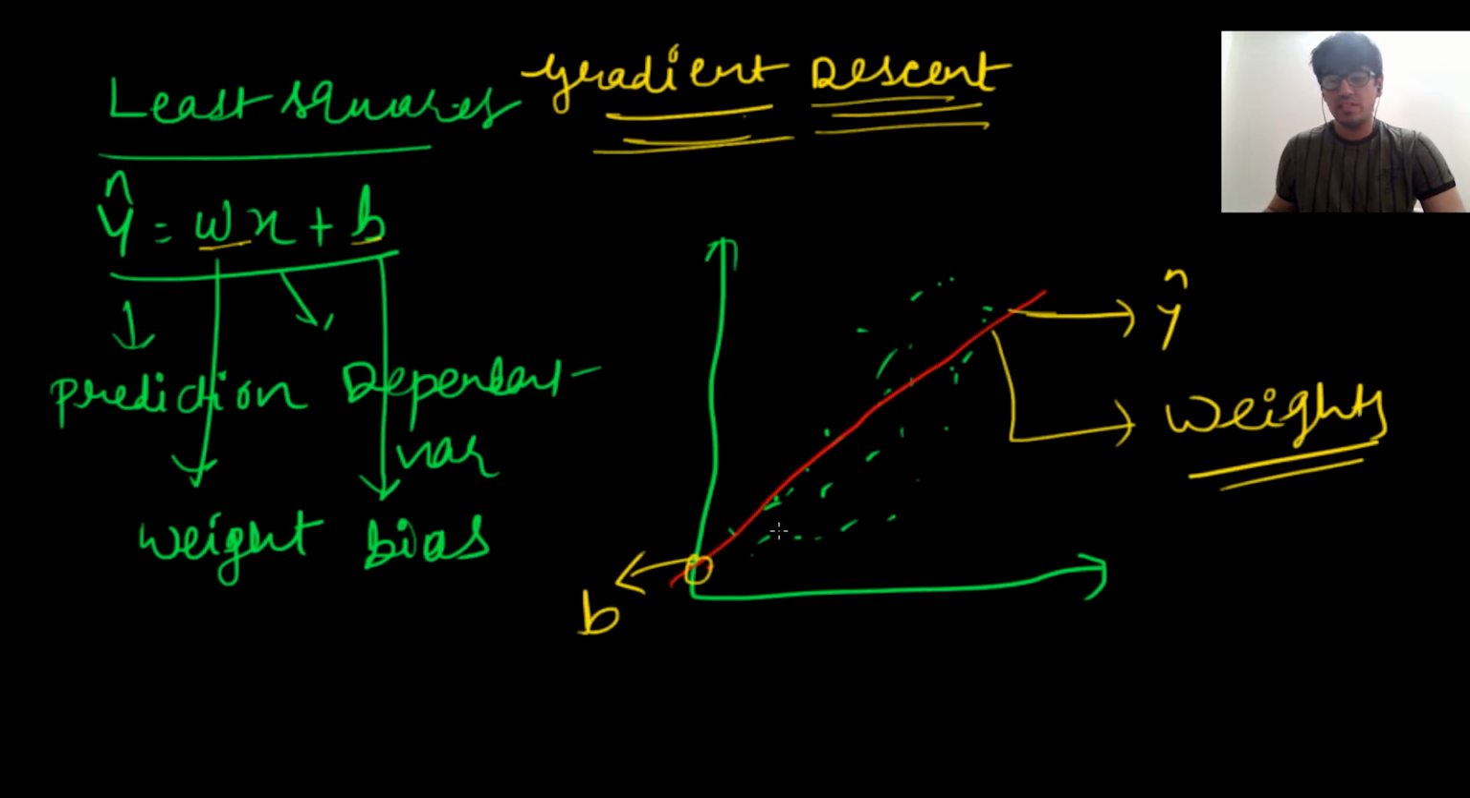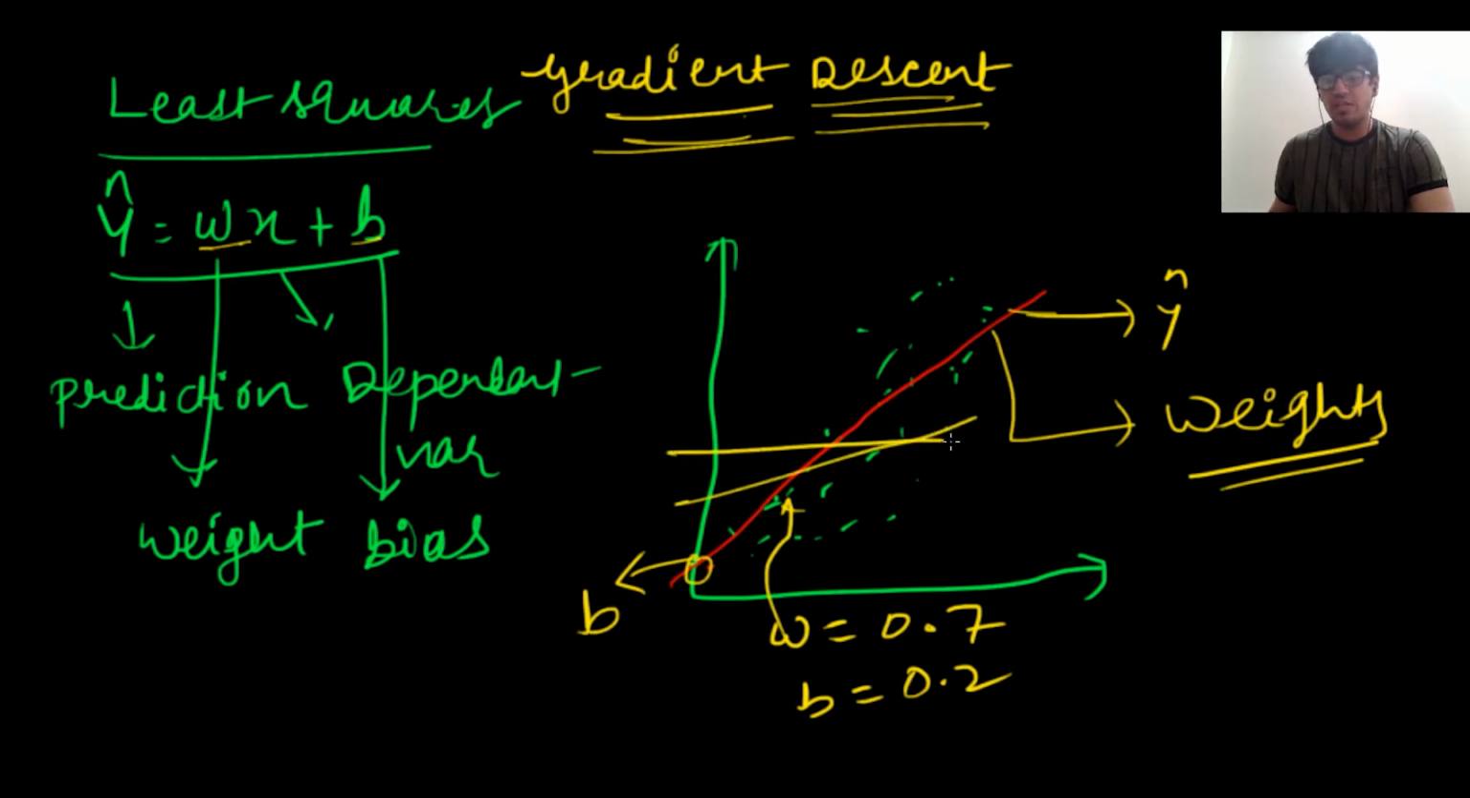So let's say the value of w is 0.7 and the value of b is 0.2, and that will give me a line which is this. Now, if I were to change these values, the line might be something like this, or something like this, or maybe this, or this. There can be many different lines, depending on what values of w and b we use.